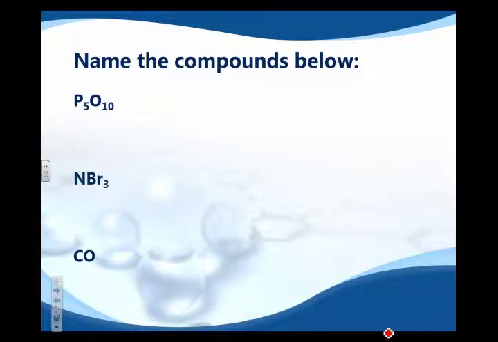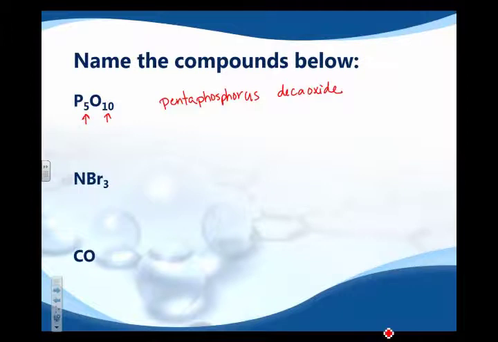Using our rules that we just talked about, we're going to name the first element first. We're going to give it a numerical prefix if there is more than one. So I look here and see I've got a P5. It's definitely more than one. The prefix for 5 is penta. So I have pentaphosphorus, making sure to spell my element correctly because spelling does count when we're naming compounds. And then on the second element, I have an oxygen, and there are 10 of them, so this is decaoxide.